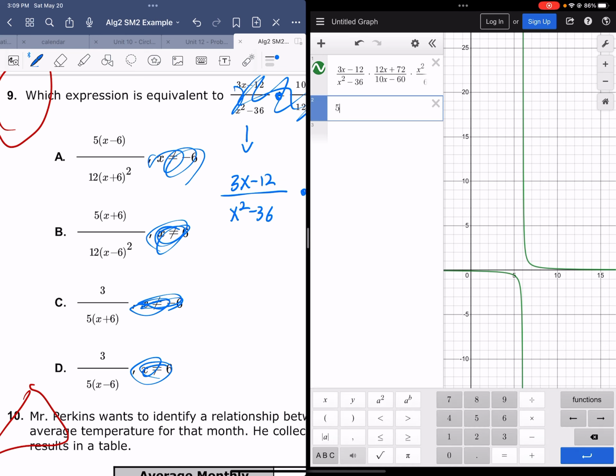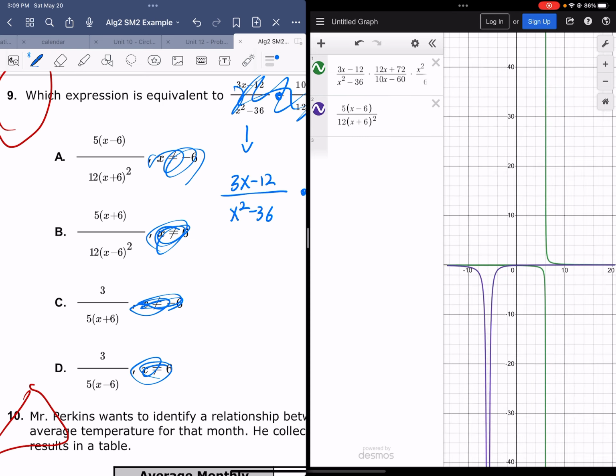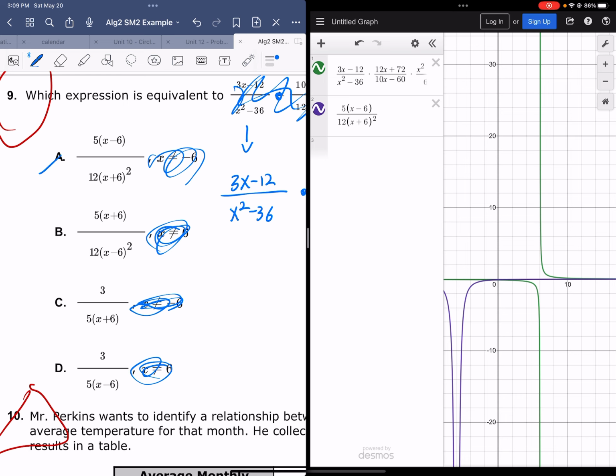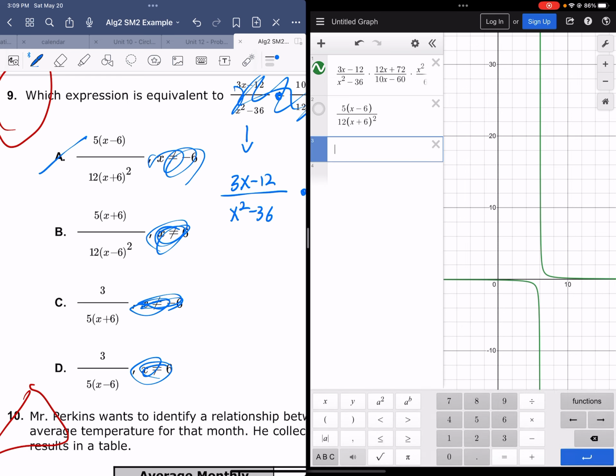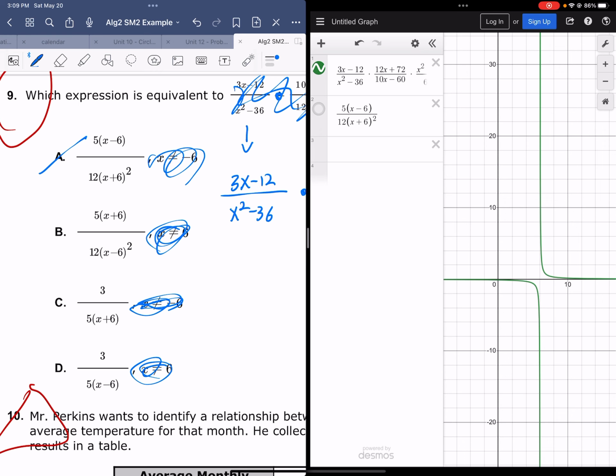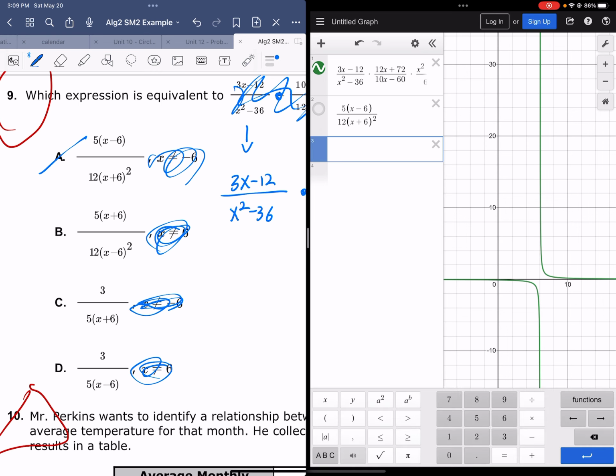5, I'm gonna put parentheses first. Parentheses, 5, not parentheses, divide. 5x minus 6 over 12, parentheses, x plus 6, close the parentheses, squared. Does that match? No. So first one, I'm gonna cross it out, but just in case, I'm not gonna delete it in case I made a mistake.